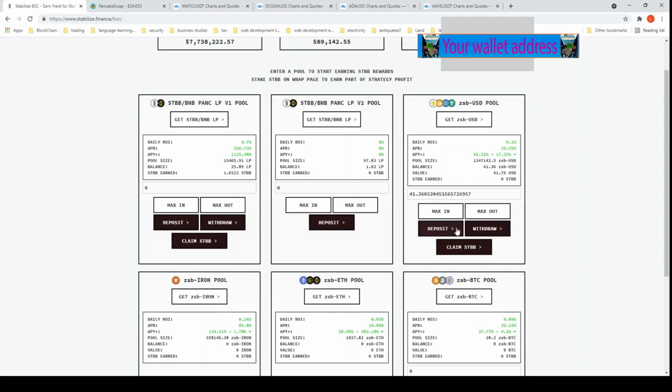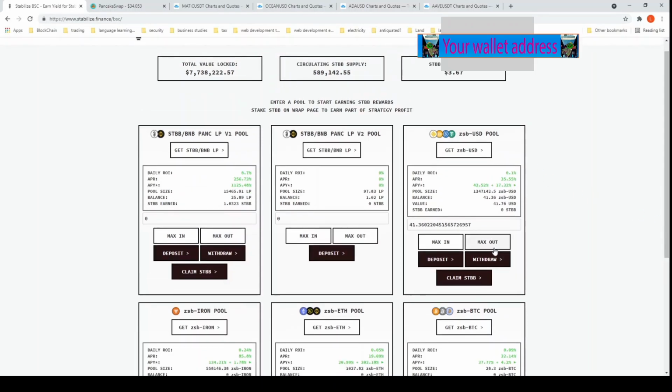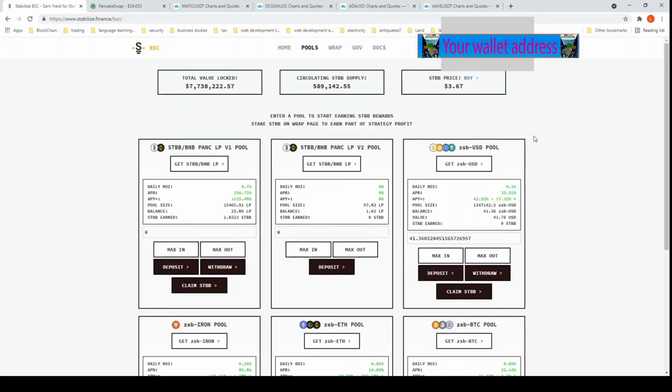So now I see this claim STBB button has popped up because I already have rewards coming in. This 0 is not yet clicked through, but that's because it's probably just going to be in a few minutes. I'll be seeing just a fraction of 1 as a reward as it's accruing. Plus, 41 is not a whole lot to be staking in here for that daily ROI, so it's not going to be pumping out a lot. But the rewards are still, I'll be able to compound them.